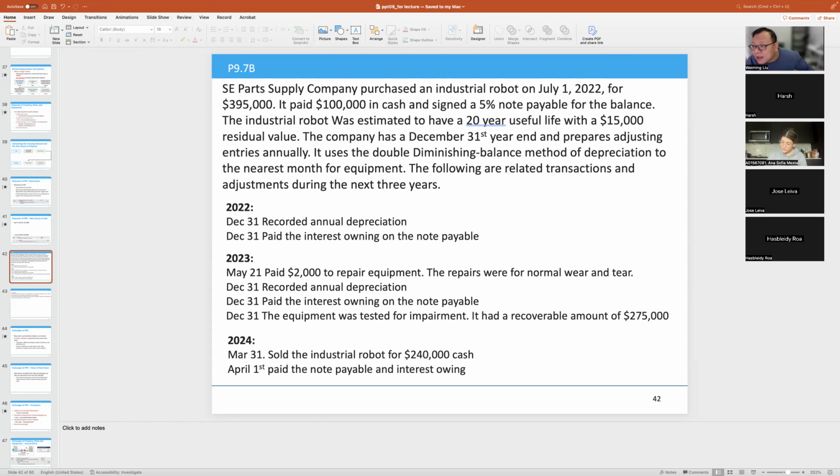We are just working specifically on this question. We are calculating the annual depreciation for the year, the depreciation expense for the year ended December 31st, 2022. Okay, all right, thank you.